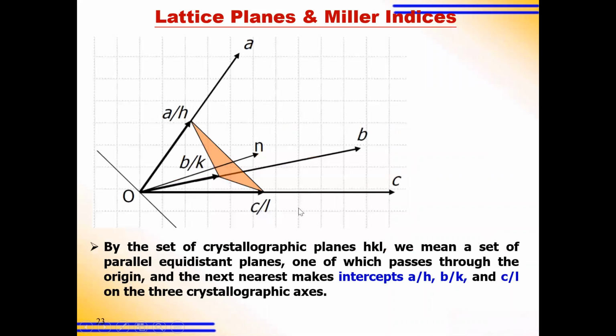So this is all about the set of crystallographic planes HKL. We mean a set of parallel equidistant planes, one which passes through the origin and its next nearest plane makes intercepts that are A upon H, B upon K, and C upon L. So this is the crystallographic axis.